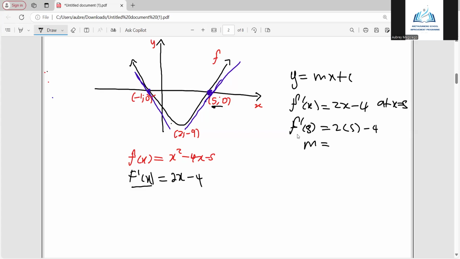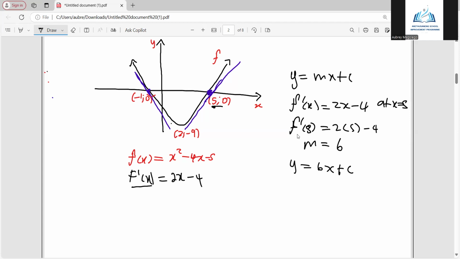So it means the gradient of the tangent at that point is 6. Now I can say I have y is equivalent to 6x plus c because I already know the gradient. But now what about the value of c, the y-intercept? So to get the value of c, I need a point that exists on the tangent.